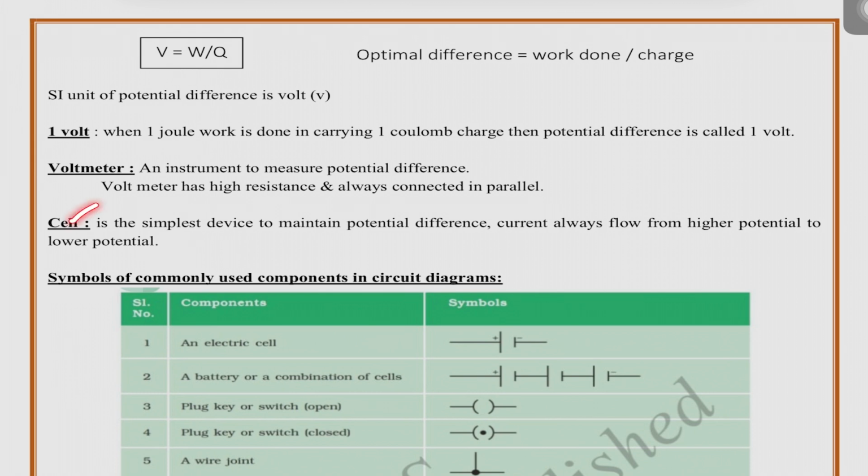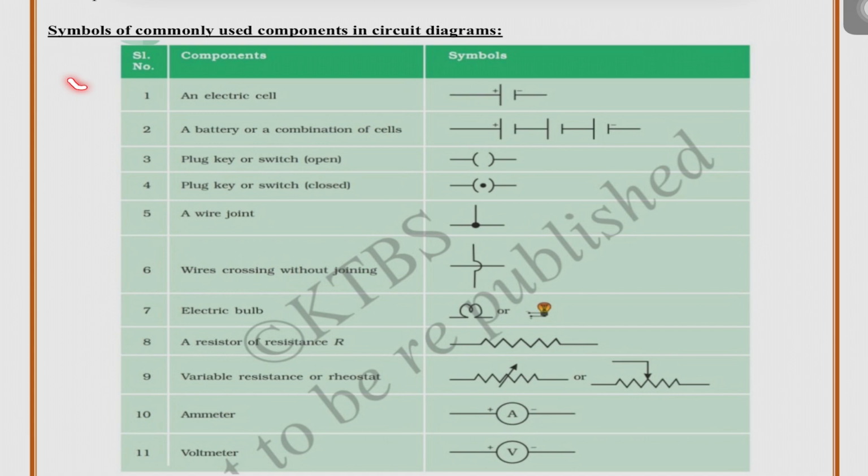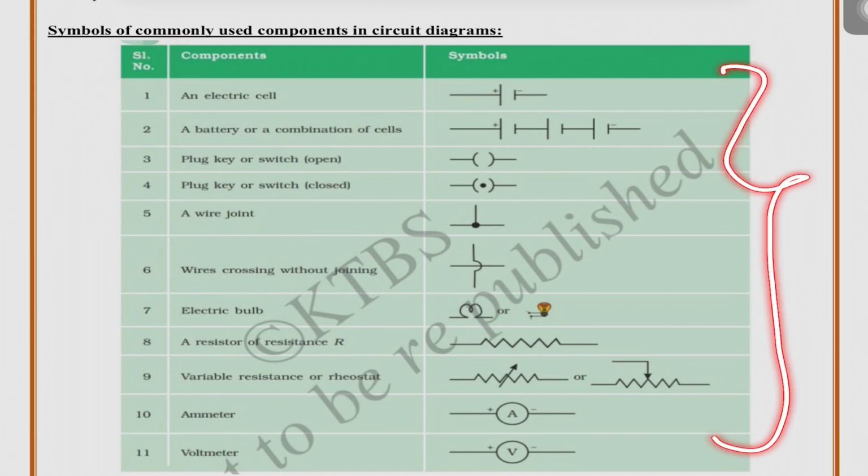Coming to a cell, it is the simplest device used to maintain the potential difference. Current always flows from higher potential to the lower potential. So this is the table from your textbook. You might be familiar. These are all the symbols for your electric components.